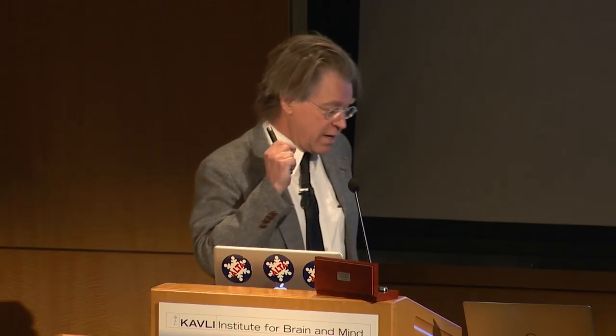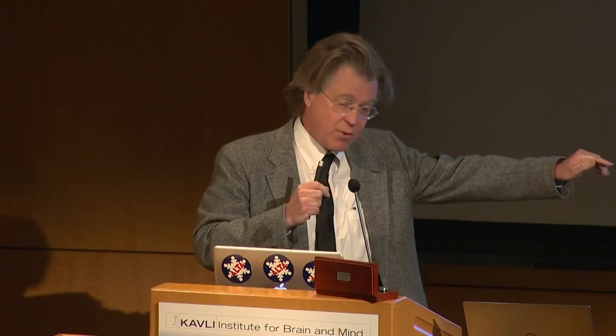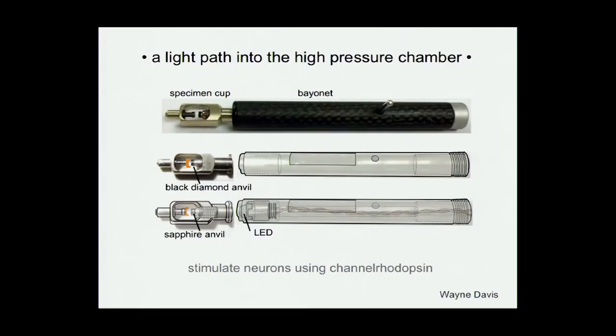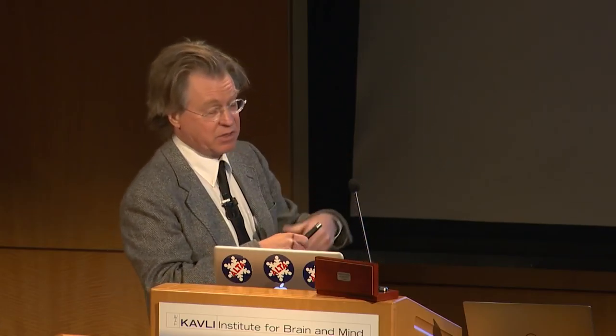So then we now have a neuron that's expressing channel rhodopsin in our high-pressure chamber, but we need to get a light path into that chamber. And so we modified the Leica high-pressure freezer at the time. And so it is composed of this structure here. So here's the specimen cup. That's where our neurons are going to go. And it's held in place by a bayonet. And this bayonet will then fire down a rail into the high-pressure chamber. The chamber will close, and then it fires and freezes the sample.